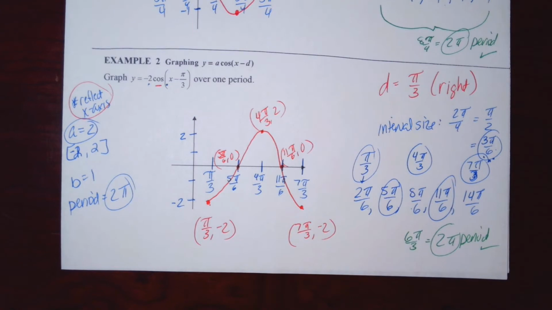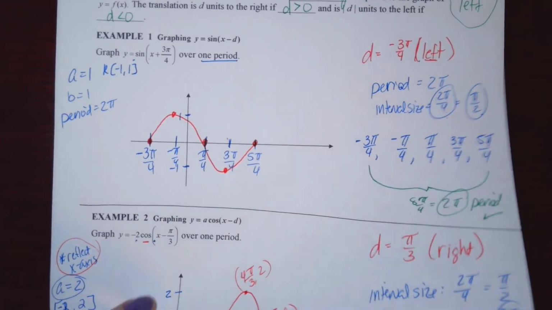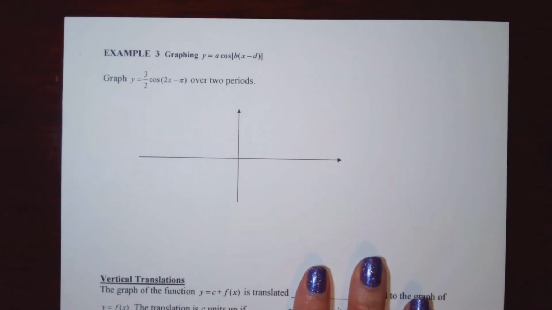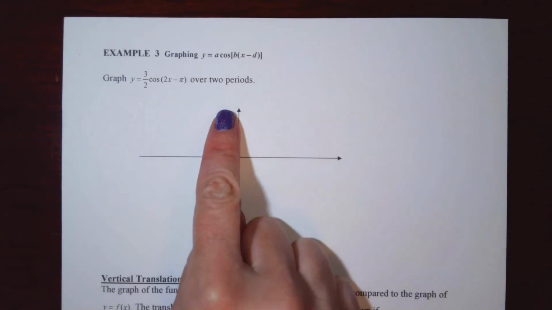I'm plugging in angles. I'm getting out function values. Excellent. Okay, let's do another couple of examples. We're going to do one more example like this, and then we are going to throw in that vertical translation where we shift up or down. Okay, so here we go.